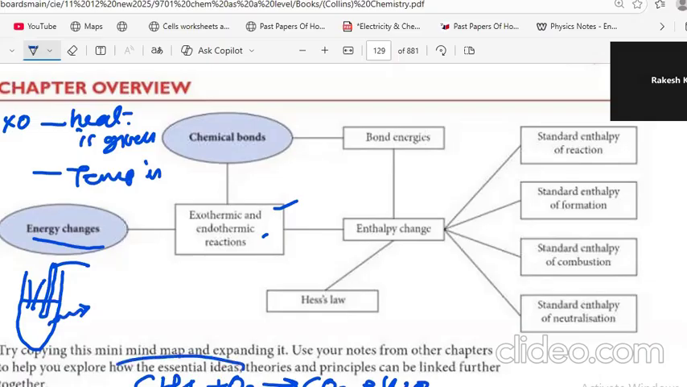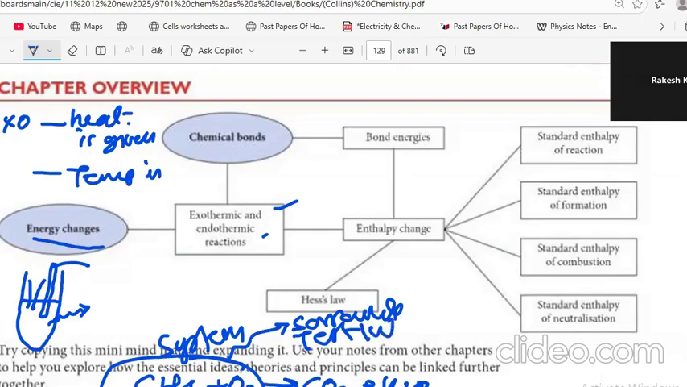So this is the system. This gives out the heat and the surrounding takes the heat. Now, what is the surrounding? The surrounding could be a test tube, it could be the air around it, or if the reaction is being done in water, meaning both of them dissolved in water, it could be water. It could also be the thermometer, which itself is taking the heat. All these take the heat.